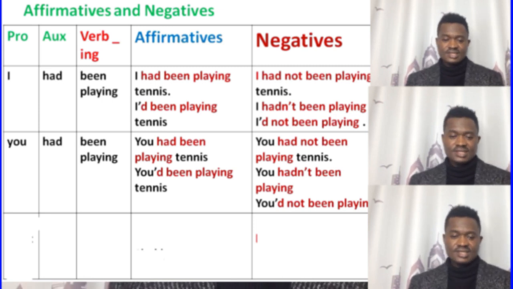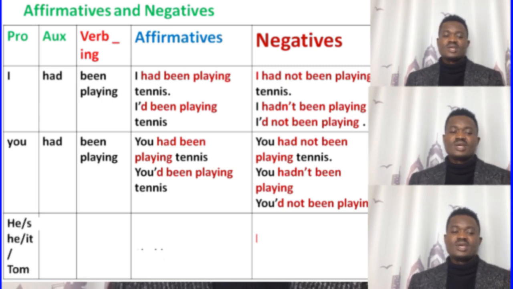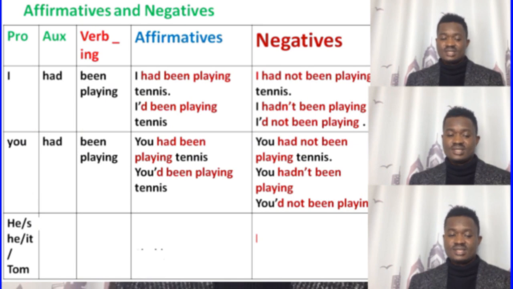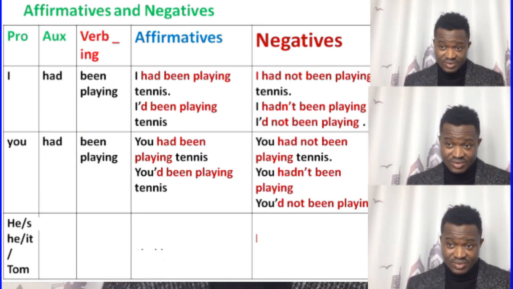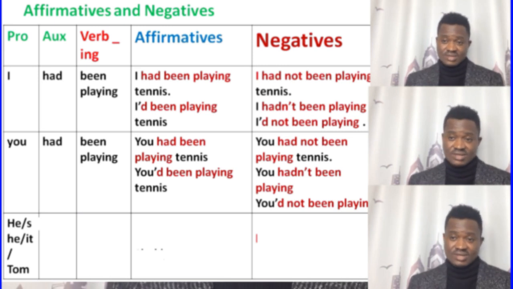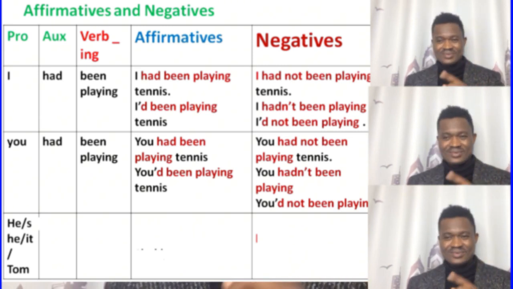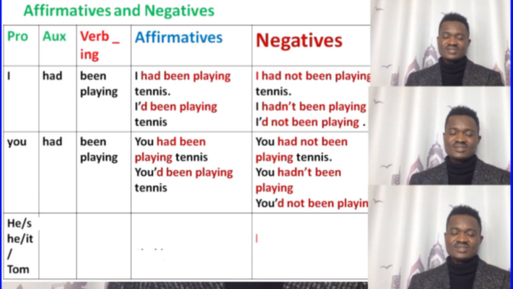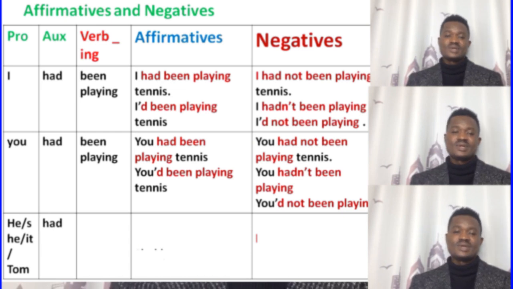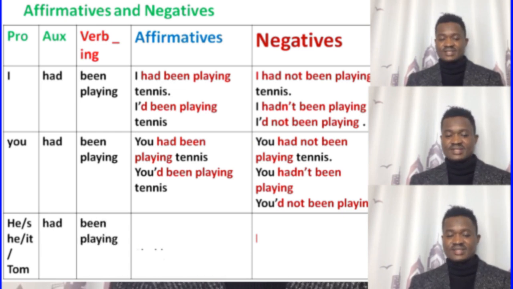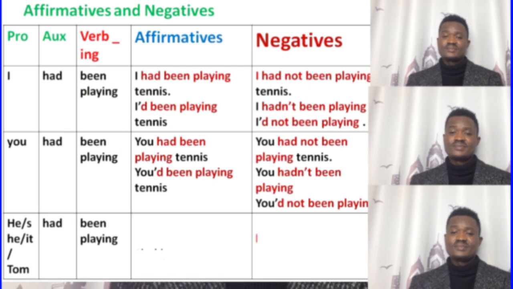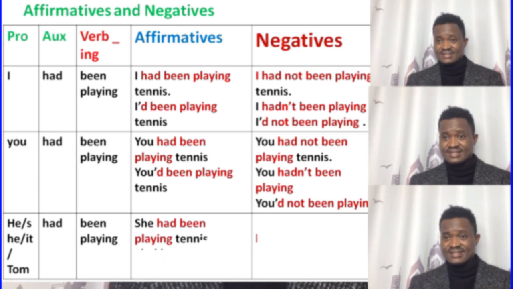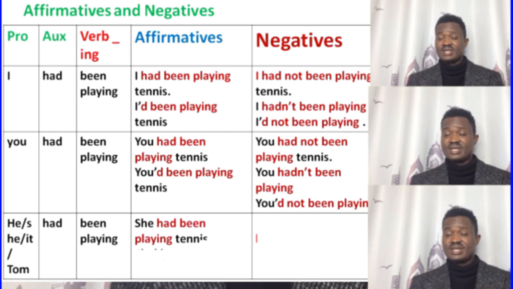Right? Okay, let's go. He, she, it. So these are third person pronouns. You can see Tom there, but Tom is a noun. I just use it there, but it's a noun. Let's use the third person pronouns, guys, okay? So here, had. Alright. Verb ing, been playing. So the affirmative form is going to be: she had been playing tennis. She had been playing tennis.